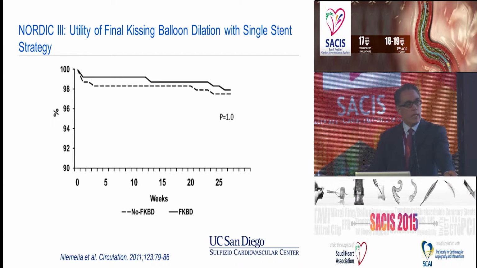Before going on to that, when you do use the provisional approach, one of the questions that has always been there is, do you have to finish with a final kissing balloon inflation? This is now not with a planned two-stent approach, but with a single stent approach and provisional bifurcation stenting. The Nordic group tested this in a randomized trial where every patient received routine bifurcation kissing balloon inflation at the end of the case versus selective inflation, and it turned out that the routine bifurcation kissing balloon inflation was not necessary because long-term outcomes were comparable at 6 months.